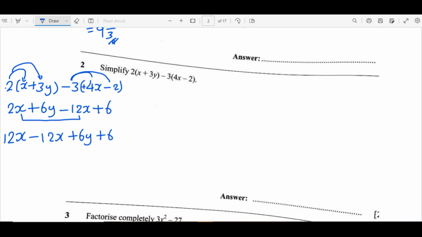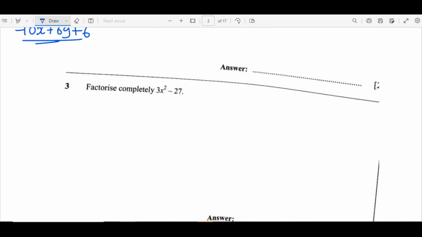Then here we are going to subtract, since we have different signs, and as usual we get the sign from the bigger number. 2x minus 12x will give us negative 10x plus 6y plus 6. This is our final answer, because what remains there are unlike terms, so we can't add or subtract those. We move on to question 3.